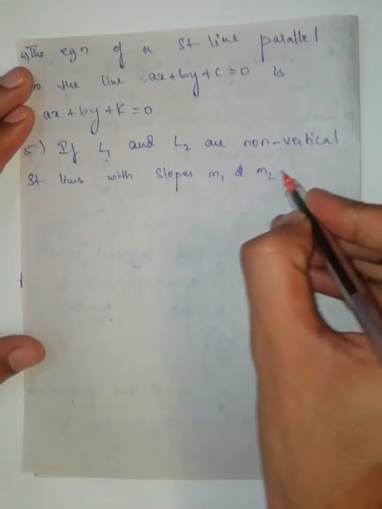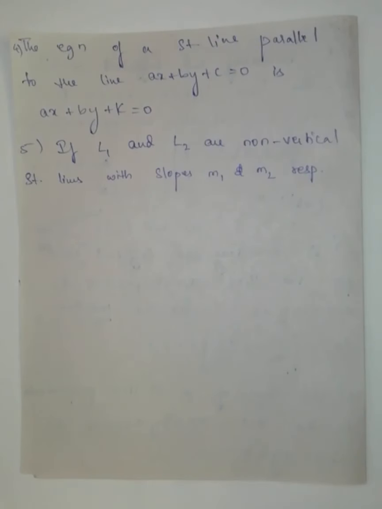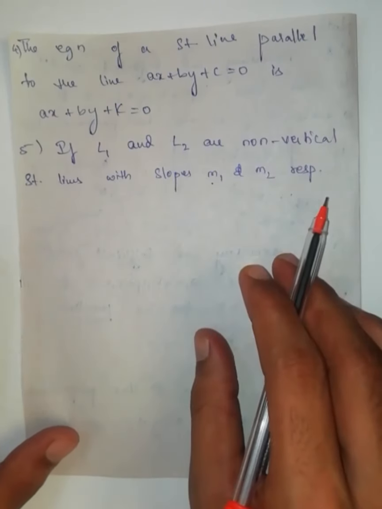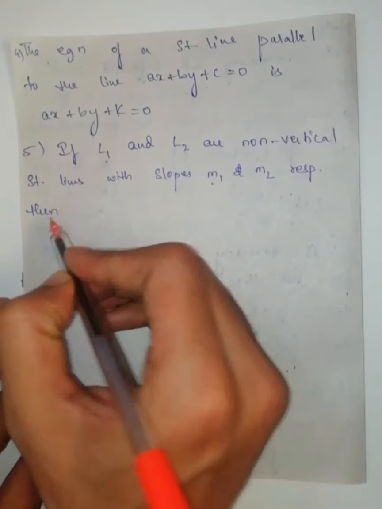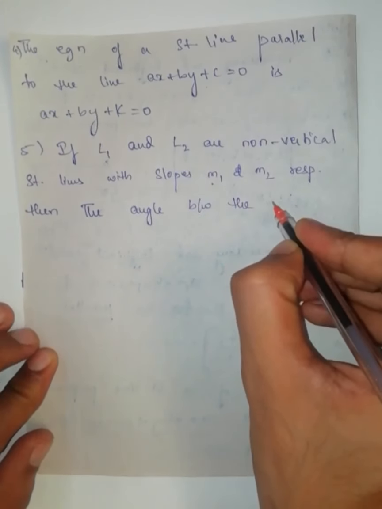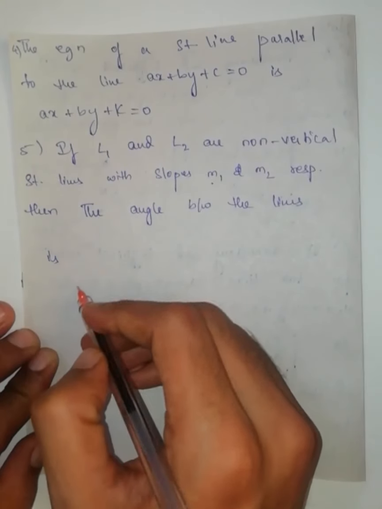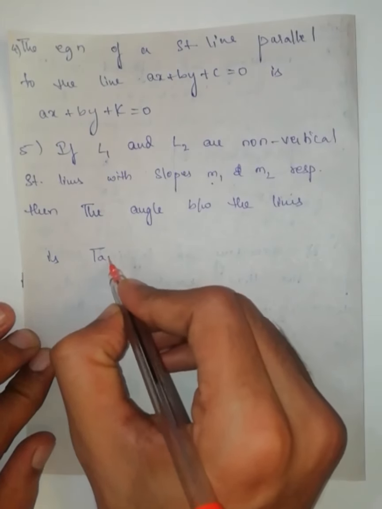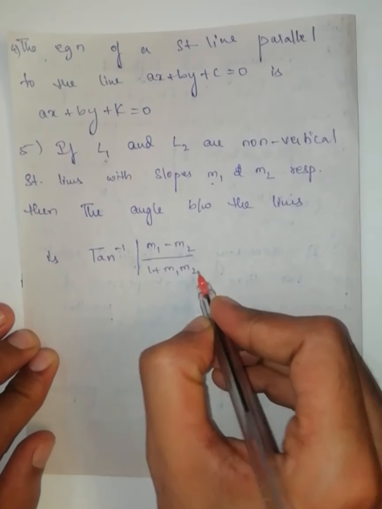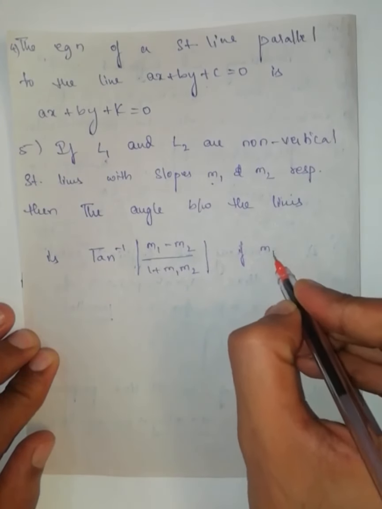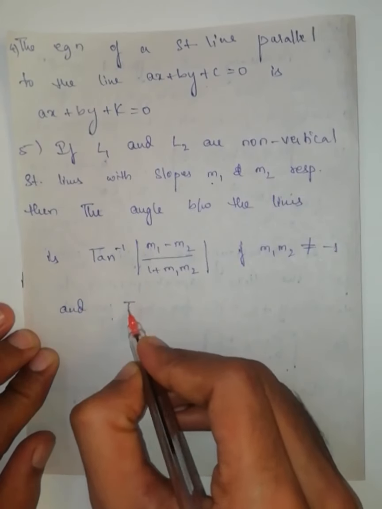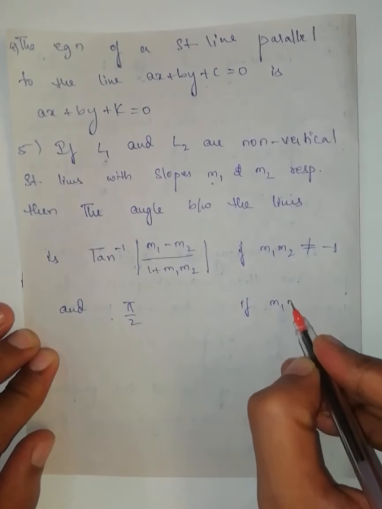m1 and m2 respectively. Instead of the lines, if we know the slopes, let m1 be the slope of the line L1 and m2 be the slope of the line L2, then the angle between the lines is tan inverse of modulus of m1 minus m2 by 1 plus m1 m2, if m1 m2 is not equal to minus 1, and the second one is pi by 2 if m1 m2 is equal to -1.